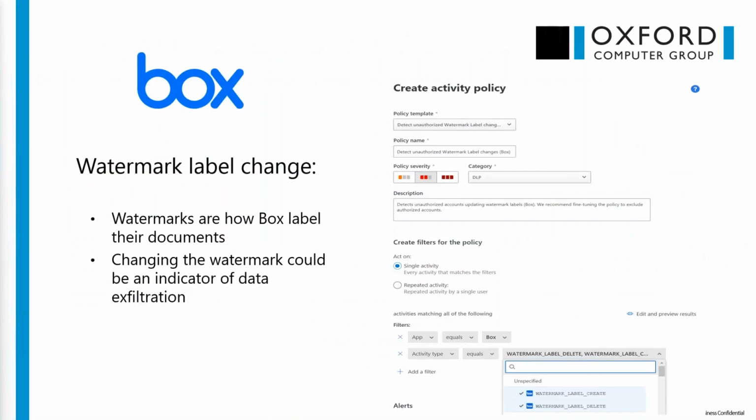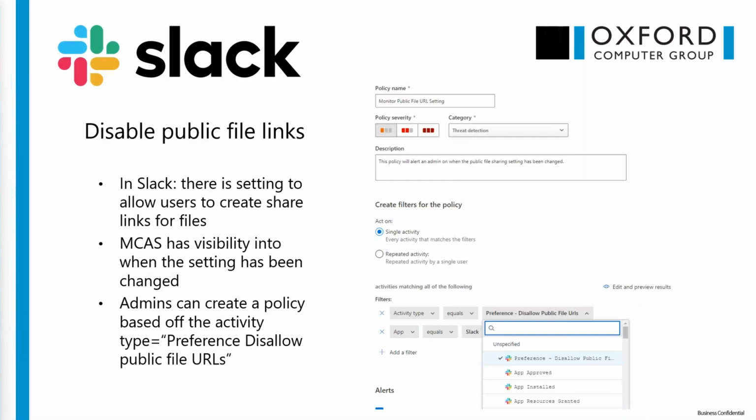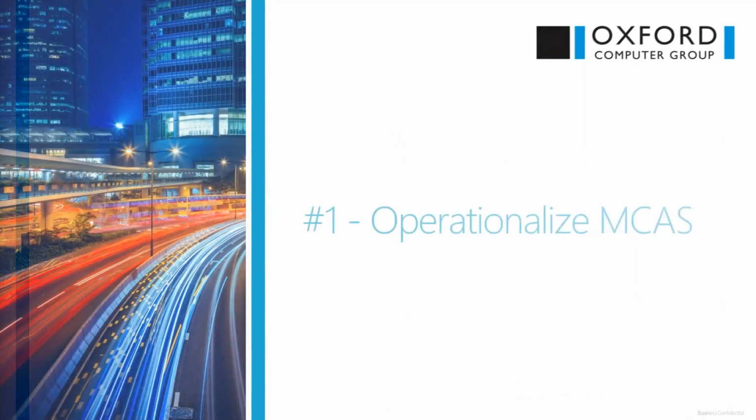As an example, with a third-party app like Box, you can create an activity policy. In Box, watermarks are how Box labels documents. So you can create a policy that will apply a particular watermark to a document within Box, right? Because you have that integration, and now you have that unified DLP experience. Same with GitHub, a different activity, a different feature you can apply. But again, because you have that integration, you're able to use those same policies. And we talked about the Slack scenario before.